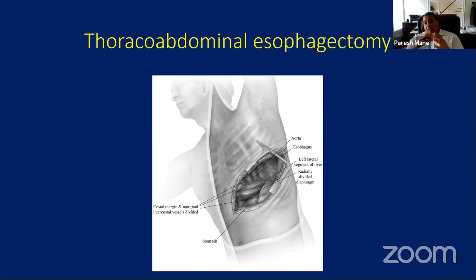Typically we would go through the sixth space and extend the incision in a posterolateral thoracotomy-like fashion, bringing it across the arch, the costal arch, onto the abdomen. So it's like a laparotomy as well as a thoracotomy.